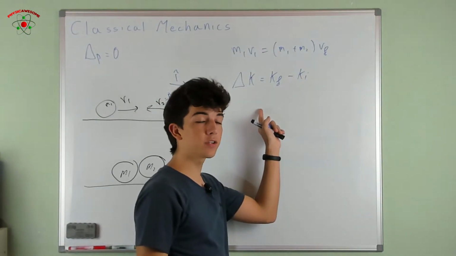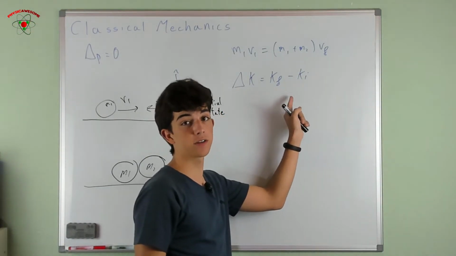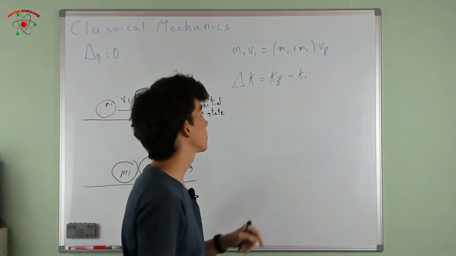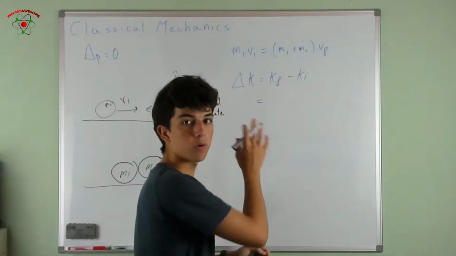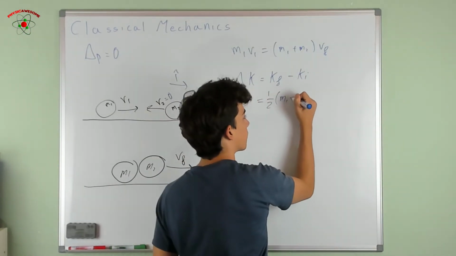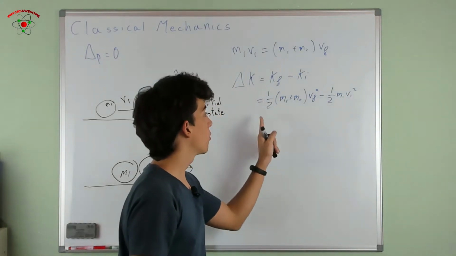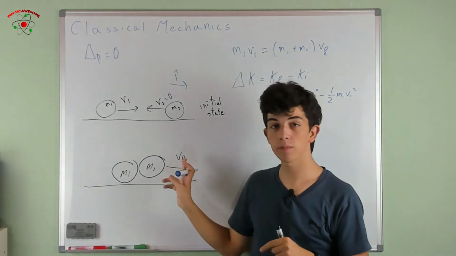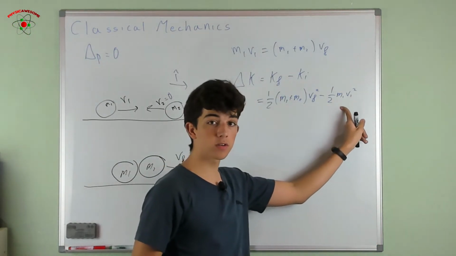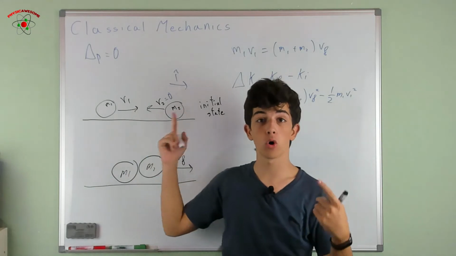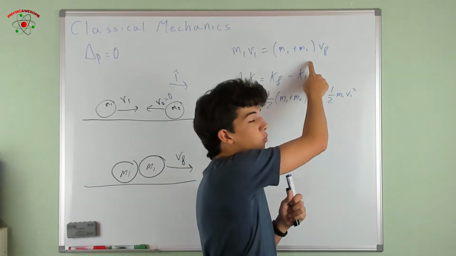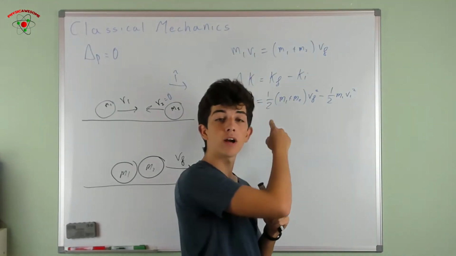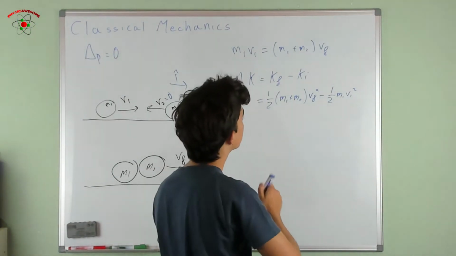Our change in kinetic energy is going to be our final kinetic energy minus our initial kinetic energy, and we know both of these things. We can express them in our different variables. So we have our expression for the final kinetic energy with both of the masses and the final velocity, and our initial kinetic energy of the first object as it's the only one that is moving. Now, we can take advantage of our momentum relationship to substitute it in here and simplify different things.